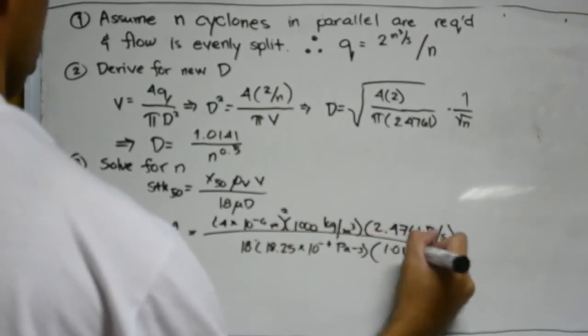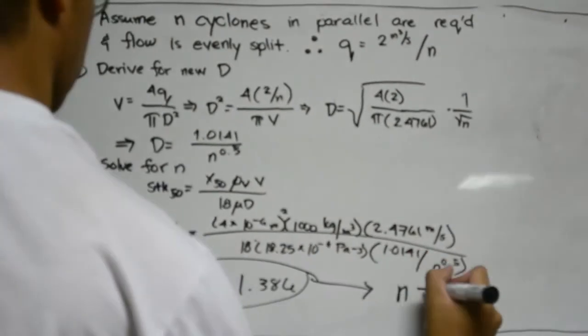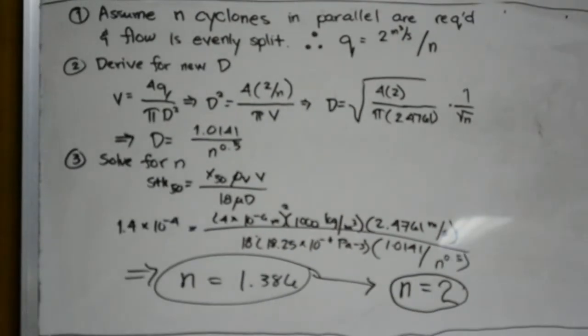We can now solve for the number of cyclones by using again the formula for the Stokes number. We substitute the values for the Stokes number, the particle cut size being equal to 4 micrometers, and the characteristic velocity as we have solved earlier. Solving, we get that n is equal to 1.386. However, we need to raise it to a whole number. Therefore, we get that n is equal to 2.